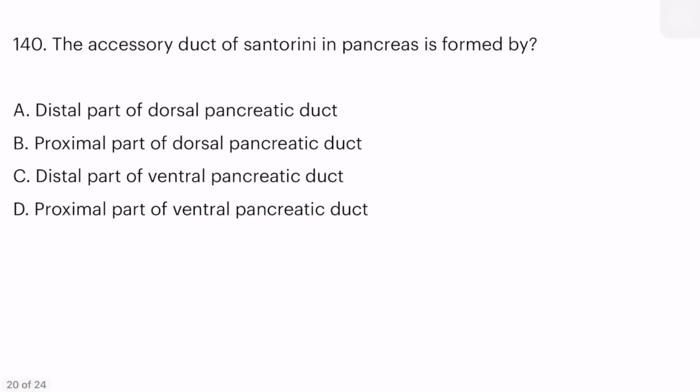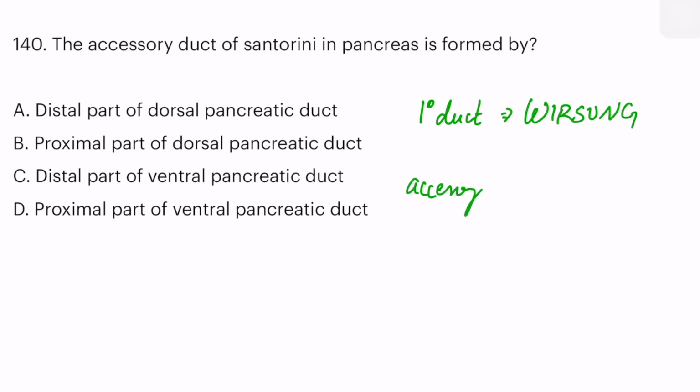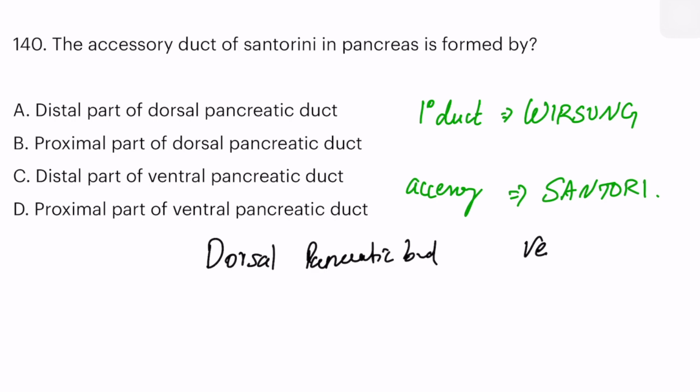Okay, the accessory duct of Santorini in the pancreas is formed by. In the pancreas there are two ducts. The primary duct, the main duct, is the Wirsung, and the secondary or accessory duct is the Santorini. So what forms the accessory duct of Santorini? Basically there is the dorsal pancreatic bud and the ventral pancreatic bud.